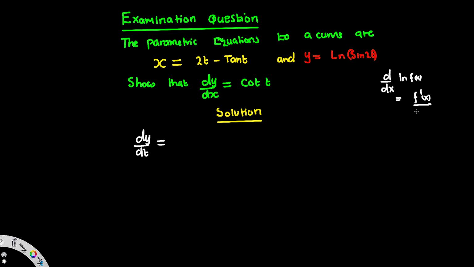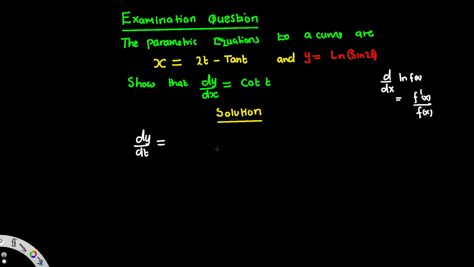Remember, when you are differentiating ln functions, it will be the differential of the function f of x over f of x. So meaning, in this dy dx, the function is ln of sine 2t. So first we are going to differentiate sine 2t. So we are having two functions again there. We have sine and also we have 2t.